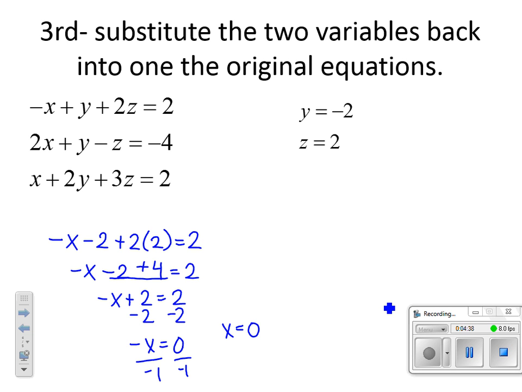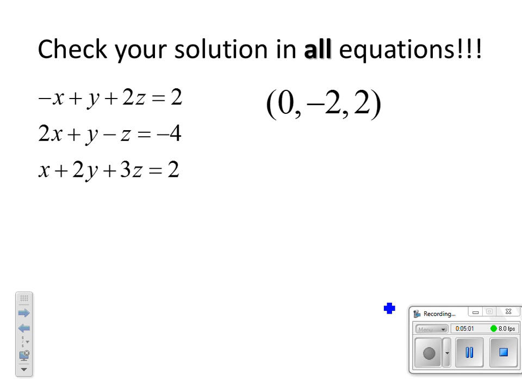So now that I know what x, y, and z are, I need to write that as an ordered triple. And, oops, it's 0, negative 2, positive 2. Make sure I put x, y, and then z. Okay. And now I'm going to make sure that ordered triple works in all the equations.